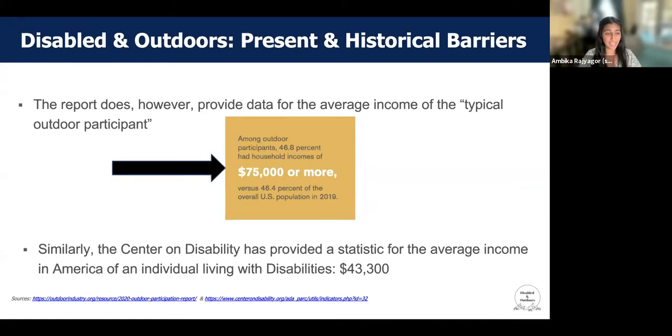So that number is a little high, but I wanted to juxtapose that with the Center on Disabilities statistic on the average income in America for an individual who lives with disabilities. And that number is $43,300. So as you can see, that is quite the gap.